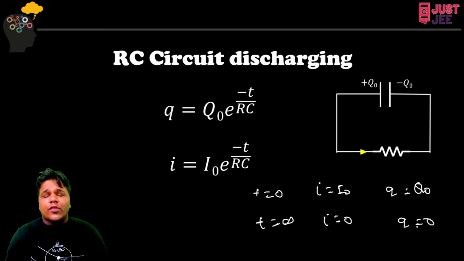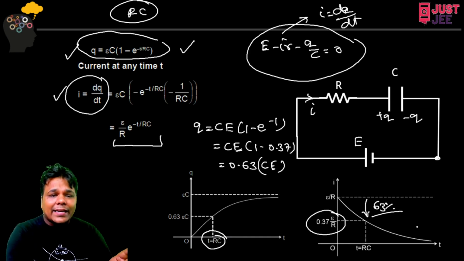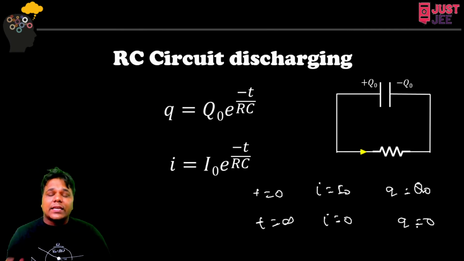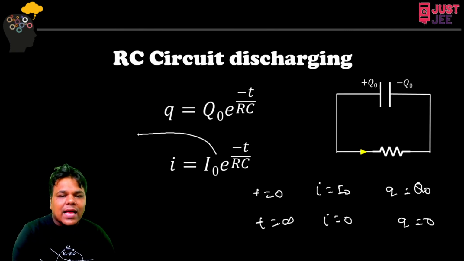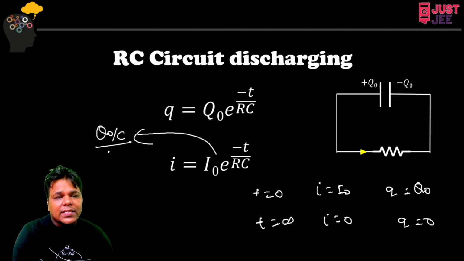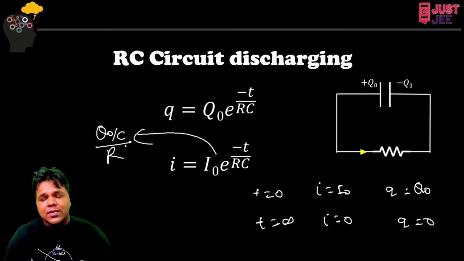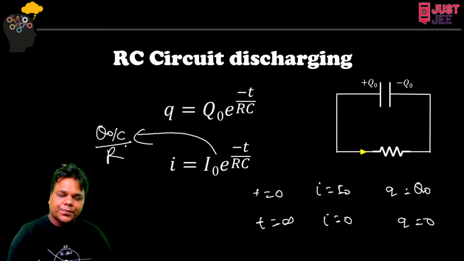So I don't think there will be an issue while solving these types of questions, because the equation of the current remains the same: I0 e raised to power minus T by RC. Now so many people can ask, sir, what is I0? Because there is no battery, right? So you can see I0 is Q0 by C divided by R. Q0 by C is the initial voltage across the capacitor, divided by R. R means resistance. Got it?